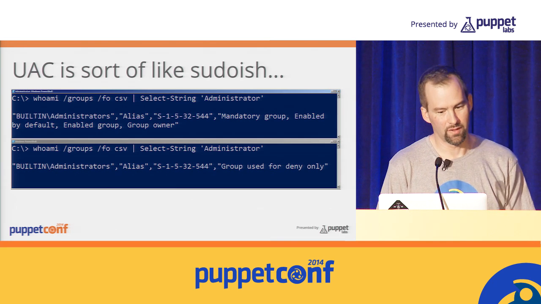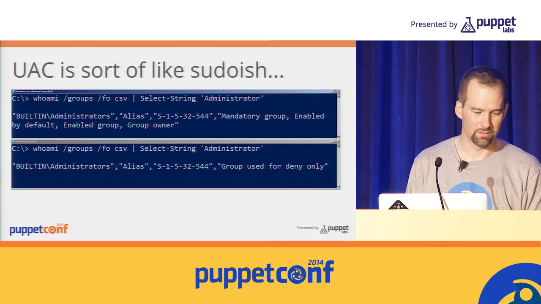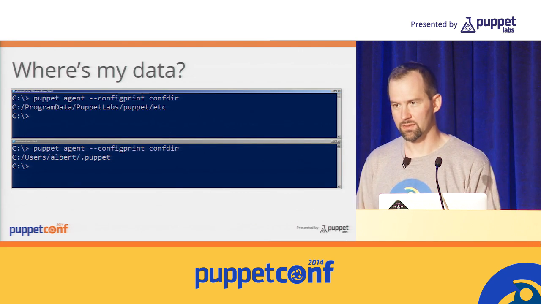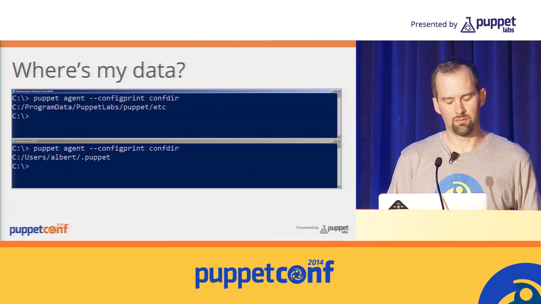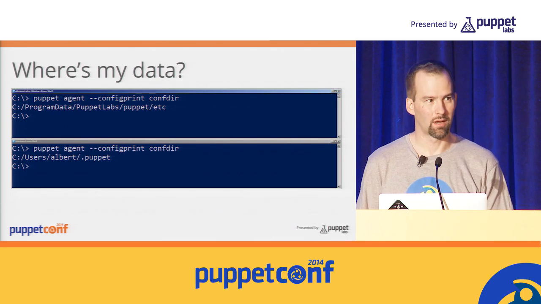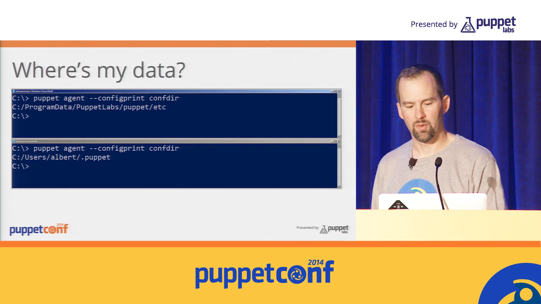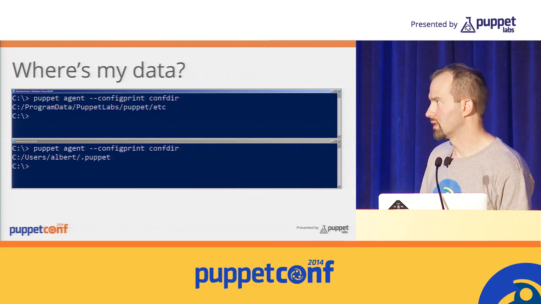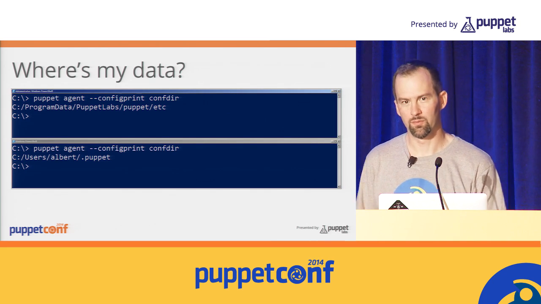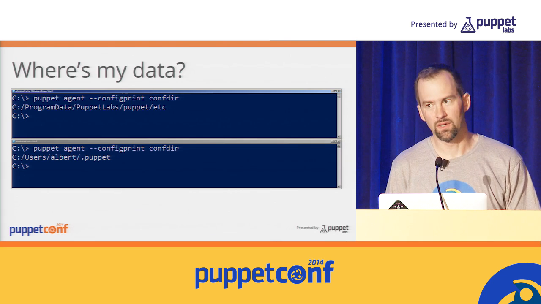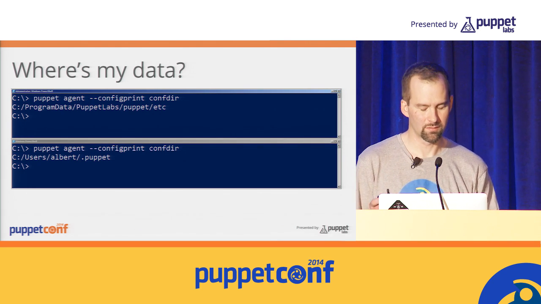If you're not running with elevated privileges, then some bad things can happen. Not bad things, it's just another pitfall that you can fall into. So when Puppet is running elevated, it's running in a machine context, right? You're managing the machine, and all of its data is stored in a common machine location. So this slide is telling me that if I say puppet agent --configprint confdir, I'm asking Puppet, where's your configuration data stored? And it's telling me it's in ProgramData, PuppetLabs, etc.